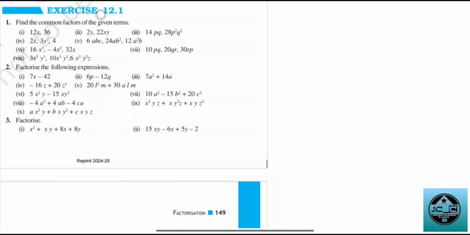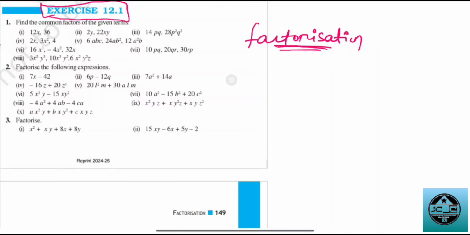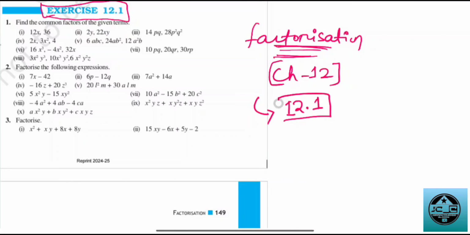In this video we are going to discuss and answer all the questions related to the factorization chapter of class 8. This is the 12th chapter of class 8 mathematics NCERT, Factorization. We are going to solve all the questions listed in exercise 12.1. So let's start without any delay.